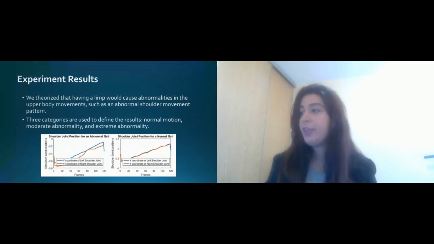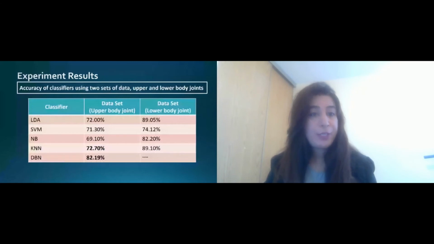We can see the difference here. For example, the y-coordinate of the left shoulder and right shoulder joints for a normal gait looks like that. But for abnormal gait, you can see the difference here. You can see the y-coordinates of the left and right shoulder joints. There is a difference between them. Here are the classifiers that we have used and the accuracy.